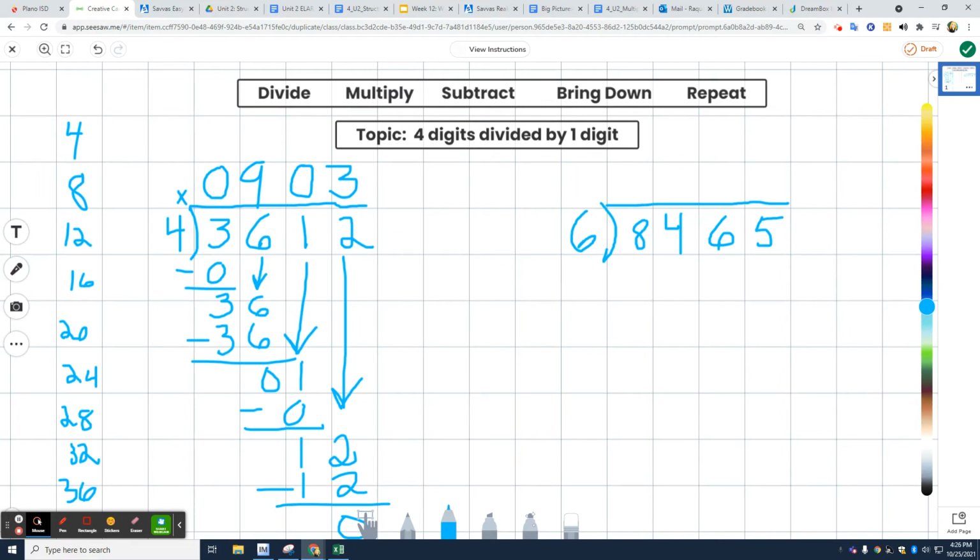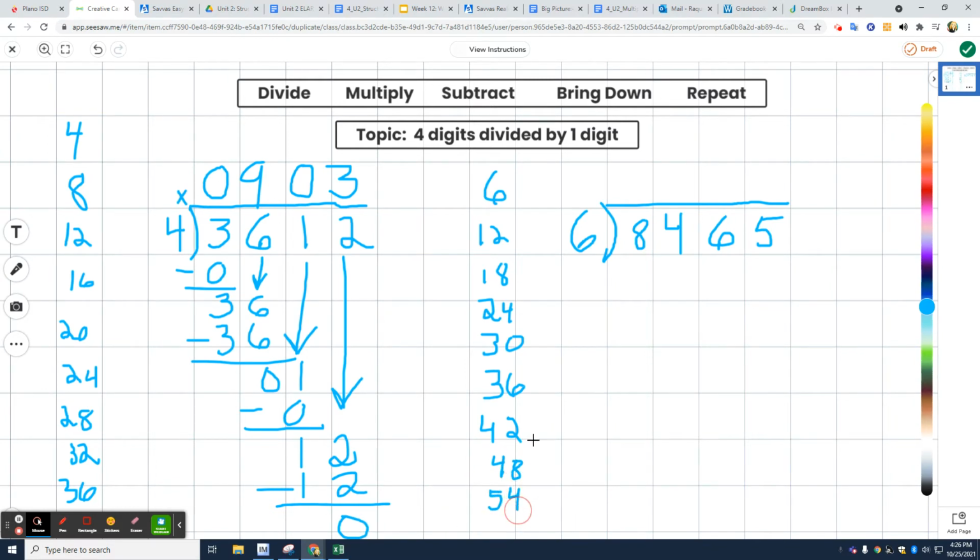Let's try one more problem. This problem will have a remainder, and I can tell that because I know my multiples of 6. I'm going to write those down. 6, 12, 18, 24, 30, 36, 42, 48, and 54.